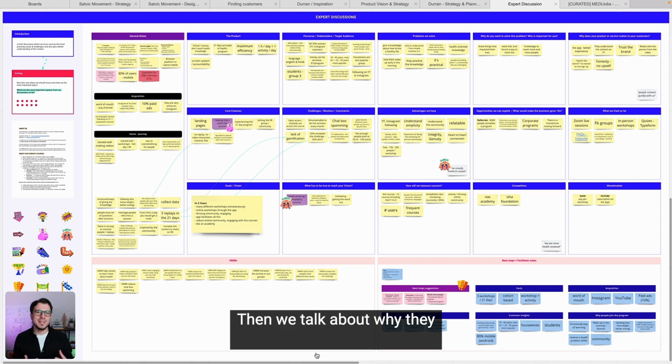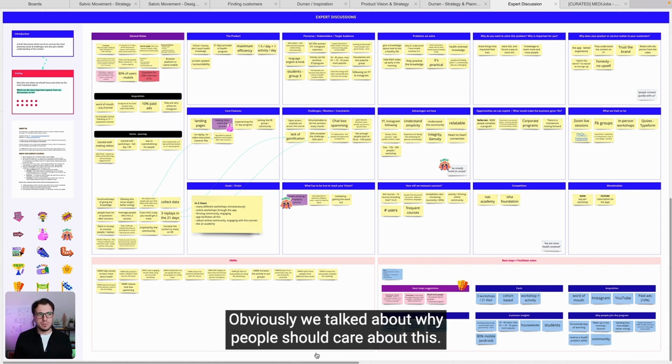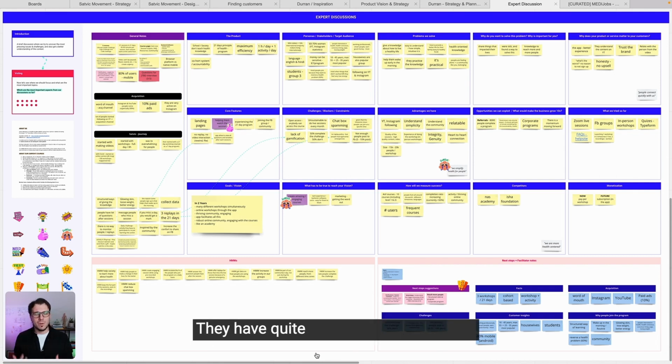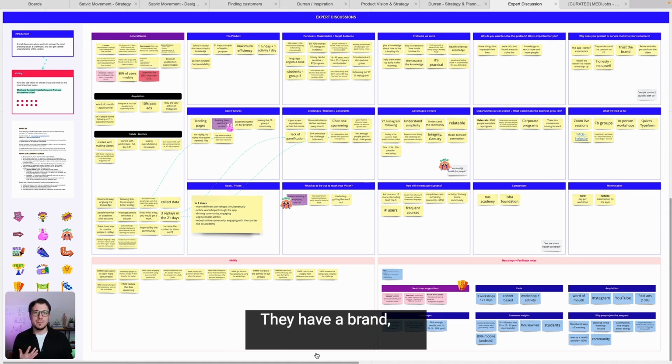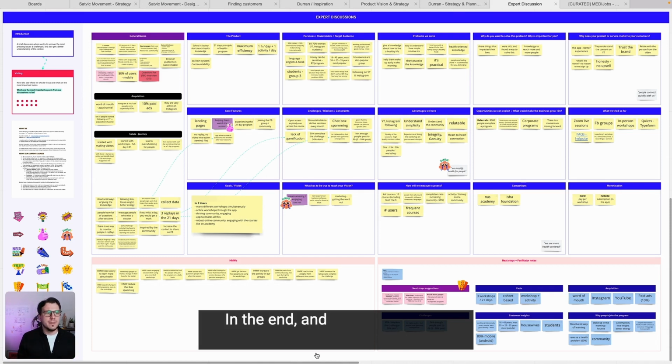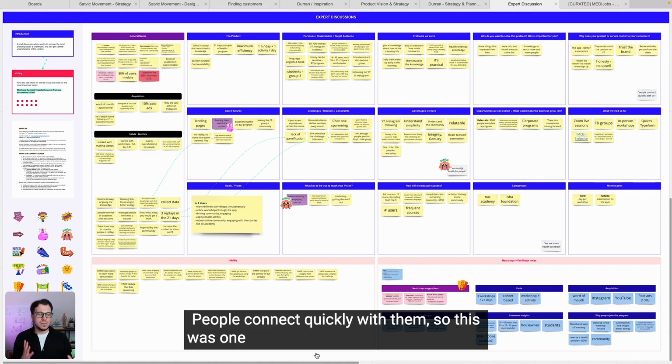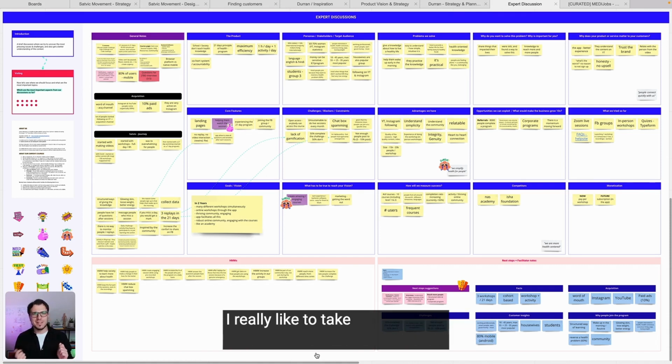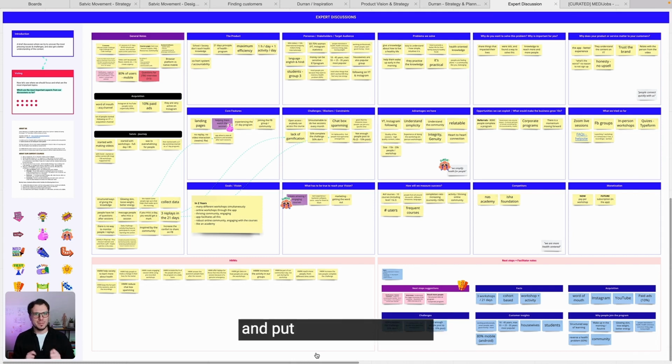Then we talk about why they wanted to solve this problem. In their case, they wanted to share things that impacted their lives. Obviously, we talked about why people should care about this. They have quite a good online presence. They have a brand, so people trusted the brand. People trusted them in the end. And this is one of the quotes that I actually put there as well. People connect quickly with them. So this was one of the things that they mentioned. I really like to take some quotes as well from time to time and put them on the board.